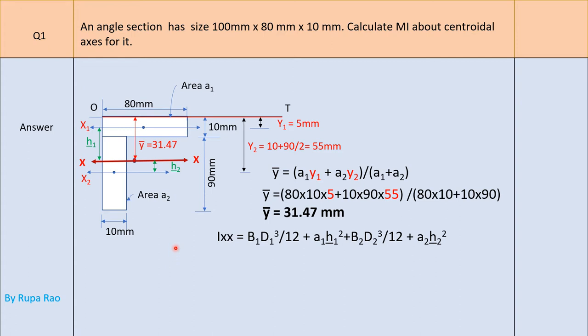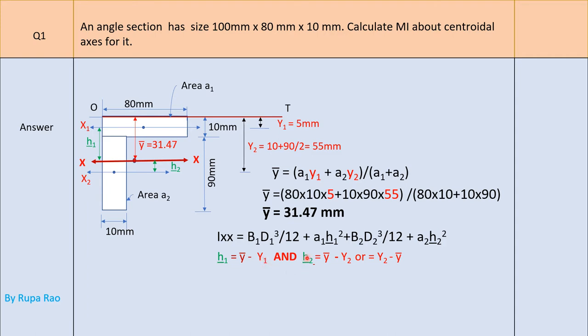Now how do we calculate H1 and H2? Now this is the distance I want, H1. I know this distance y bar from this reference line up to xx is y bar 31.47, and from this reference line up to the axis x1, this distance is y1, and now I want the distance from here to here. So I take y bar minus y1. From here to here is y bar, 31.47, and this small distance 5 is y1. So if I do y bar minus this y1, I get this distance H1, which I have shown. So H1 is y bar minus y1.